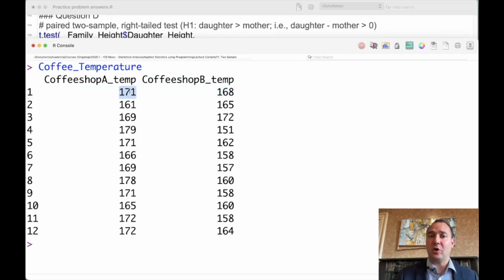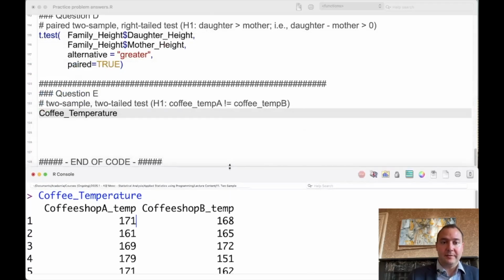Is this person's coffee related to this person's coffee? No, they're totally different people. So we can't use a paired test here because there's no relationship to the index number 1 or 2. They're just two different sets of random samples. So because the order is not important, we can't use a paired test here because each row is not related to each other from one coffee shop to the other. Okay. All right, so what should we do with this data?